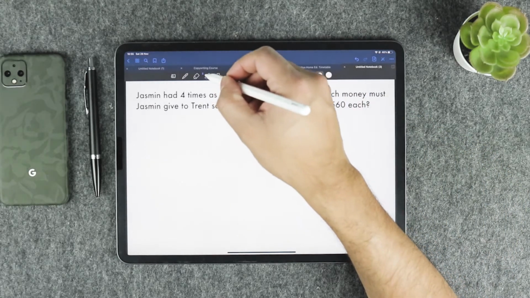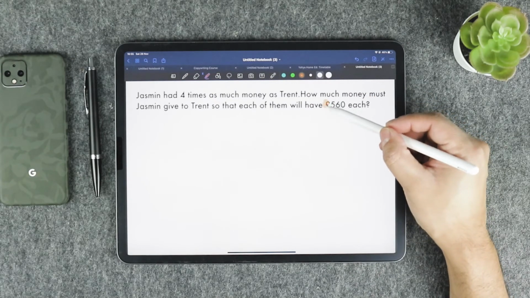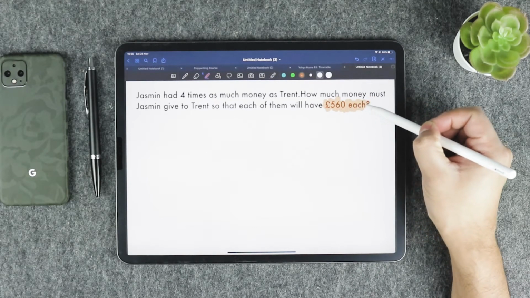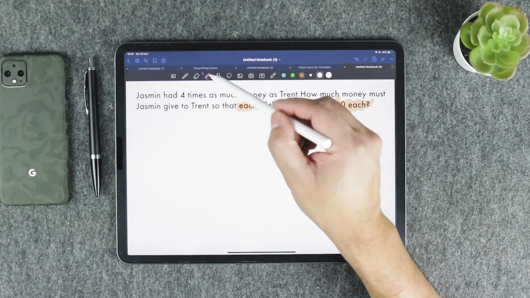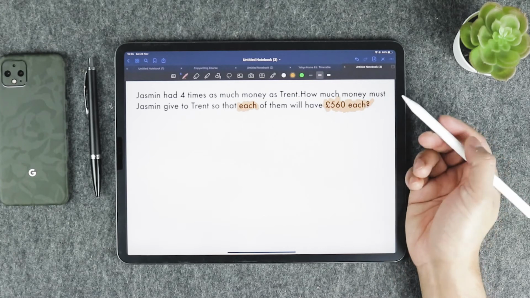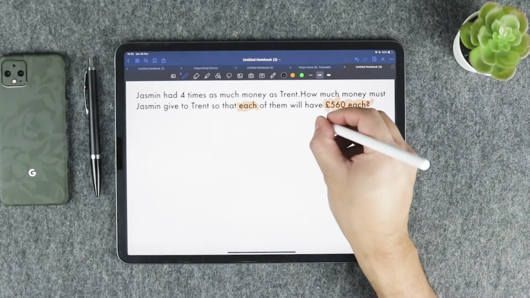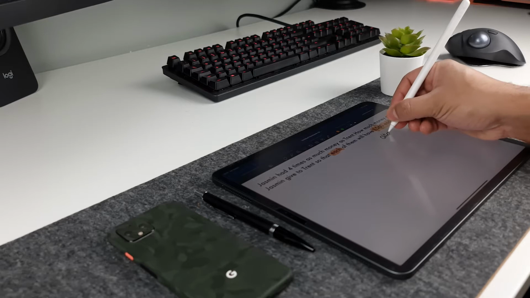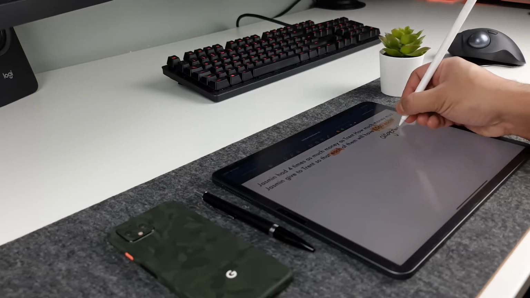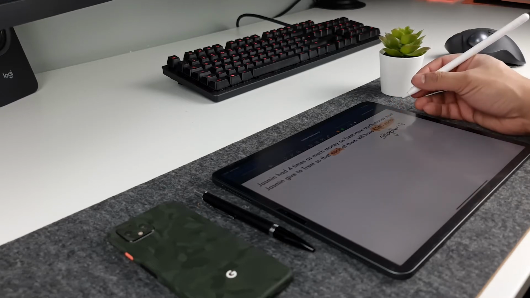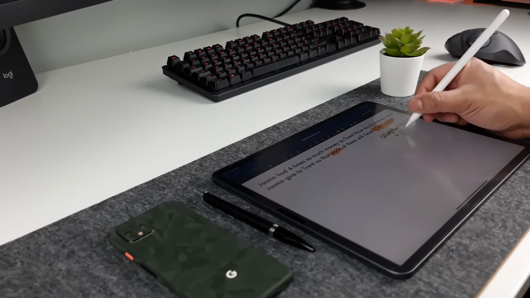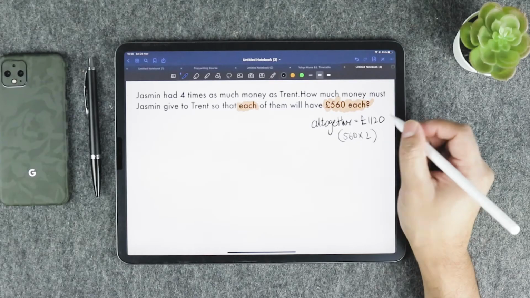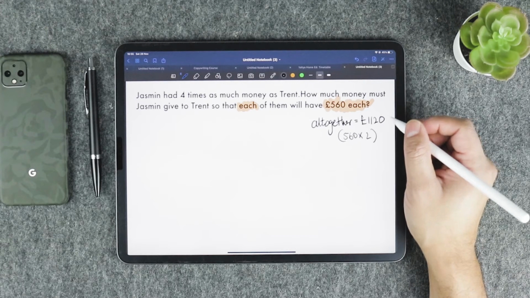So a few bits and bobs here that we need to clarify. If they have £560 each, that's the first thing that popped into my brain. So if they've got £560 each, that must mean altogether they have 560 times 2, which is 1,120. So £560 times 2 is £1,120. And so altogether they've got £1,120.